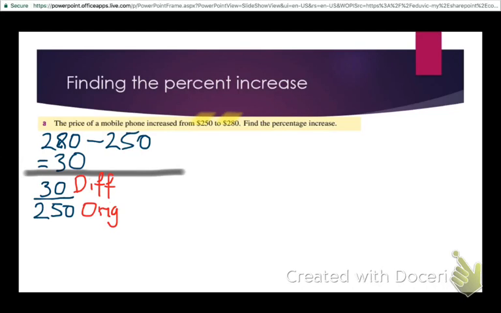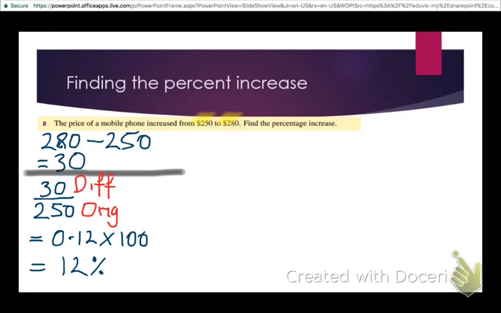Alright, so that fraction comes out to be 0.12 when we do the division, and like I said earlier, multiply that by 100 and that will give us our percent increase. So we should be able to do that in our heads. So 0.12 times 100 is equal to a 12% increase. Okay, and that's all there is to it.